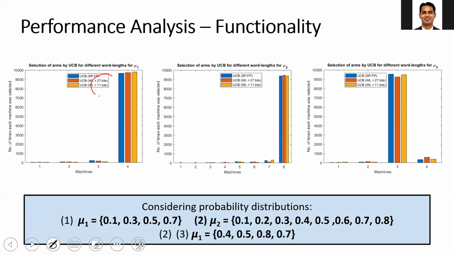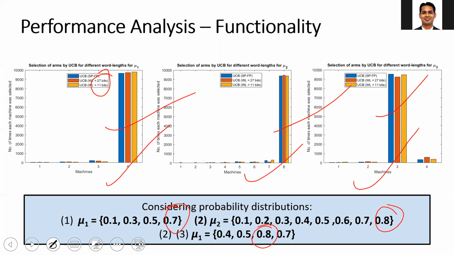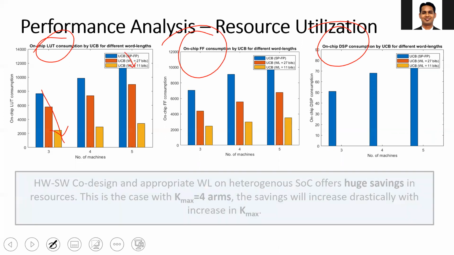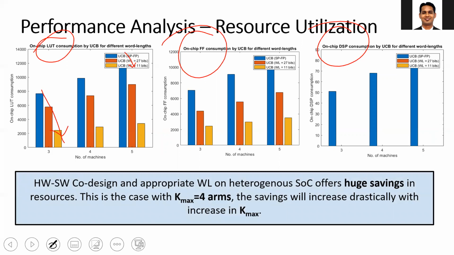You can see that I can go down to 11 bits without compromising the functionality of the algorithm. Here you can see that I'm identifying the best arm, which is arm 4. Here also my best arm is the last one, which I am able to identify. I'm selecting it as many times as possible. And what is the advantage of the fixed word length? You can see that I get a significant reduction in my LUT, flip-flop, and DSP utilization when I go to the lower word length. So word length always gives you a significant improvement in resource utilization.